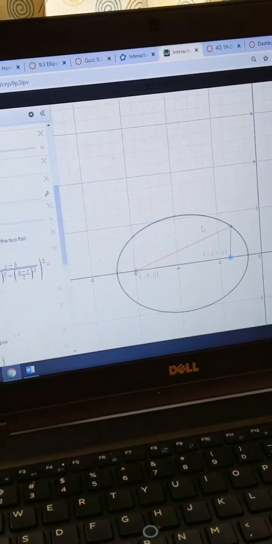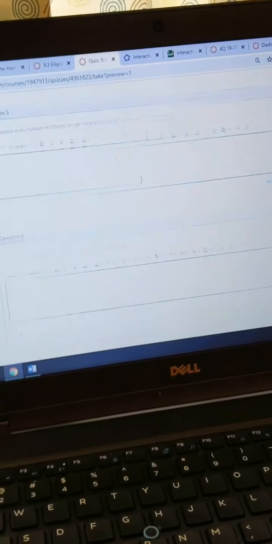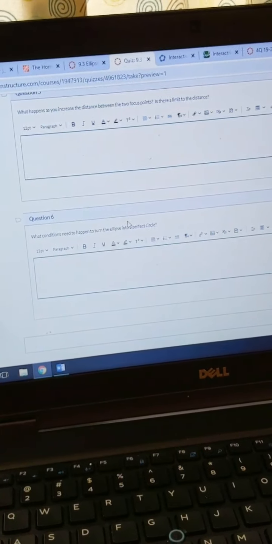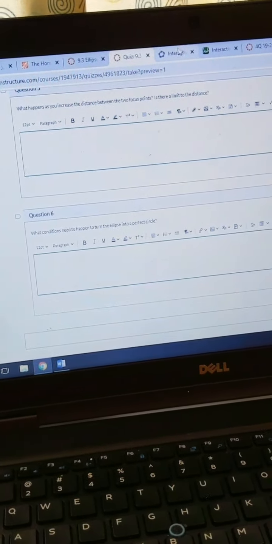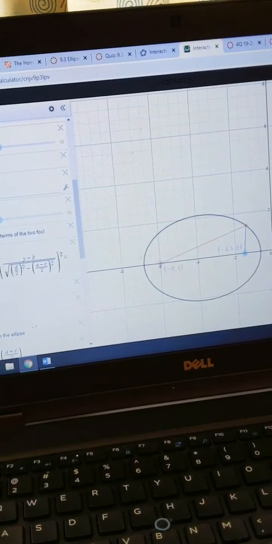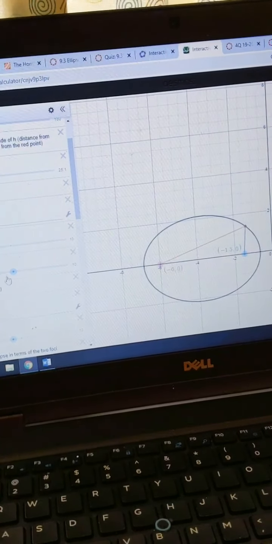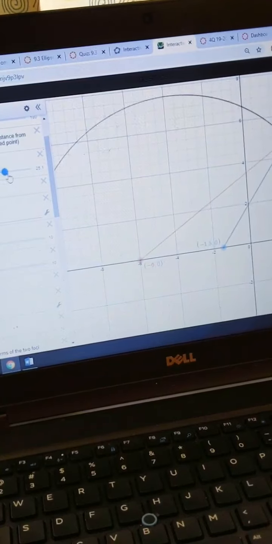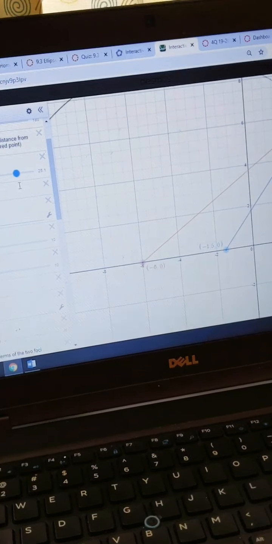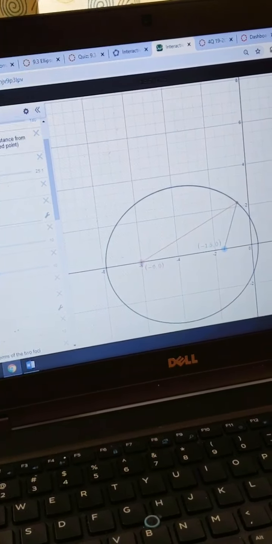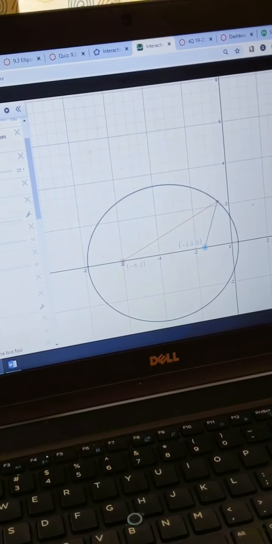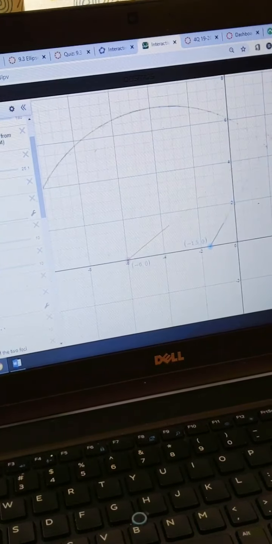Next part here, there's the last question. What conditions need to happen to the ellipse to turn it into a perfect circle? For this problem, we're not going to look at the magnitude, so we're not going to affect D at all, because we could make something that looks like a circle, but technically it's a really, really round oval. It's never a circle if we make this bigger and bigger and bigger.